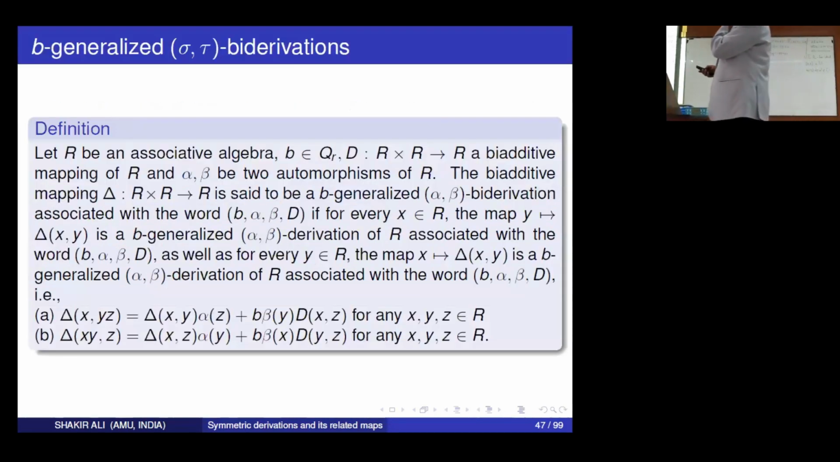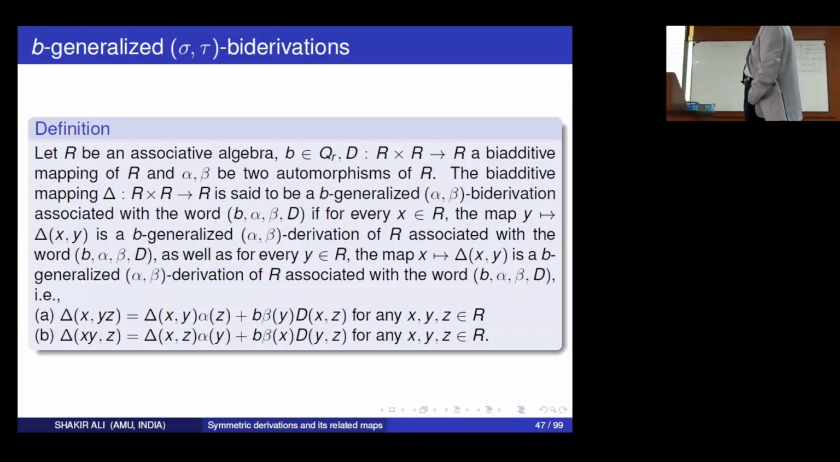And then we have another idea of a similar type, that is called a V generalized sigma bi-derivation. Let R be a ring, and V from the Martindale quotient ring, and D a bi-additive map, with alpha, beta automorphisms. Then the mapping delta from R to R is said to be a V generalized alpha beta derivation associated with the term V.